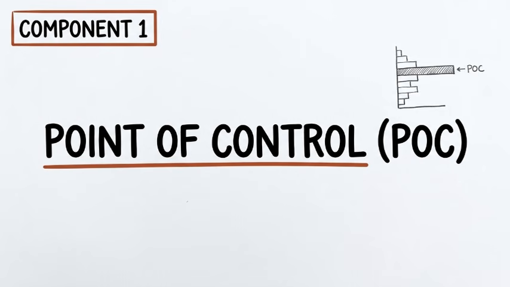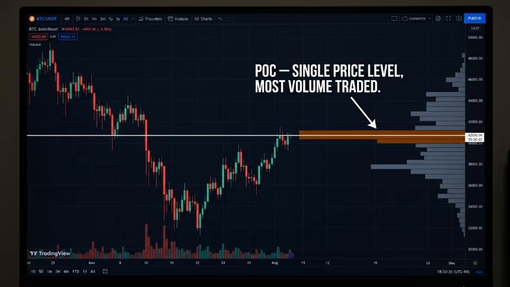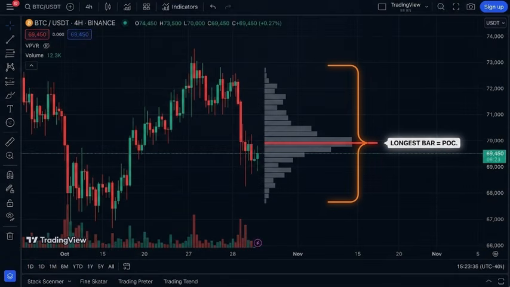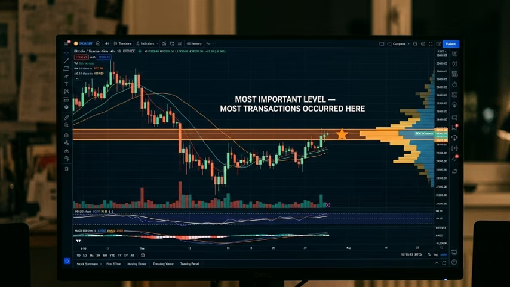Component 1. The point of control. The point of control, or POC, is the single price level where the most volume traded across the entire profile. It is the longest horizontal bar on the volume profile. The POC is the most important level on the entire profile because it represents the price that the market spent the most time at and where the most transactions occurred.